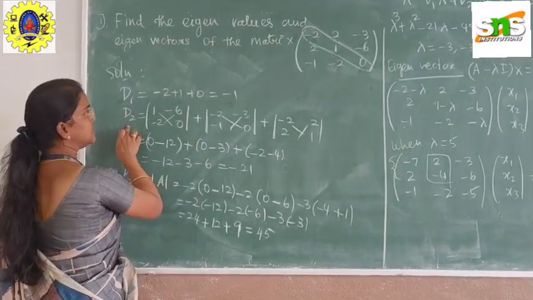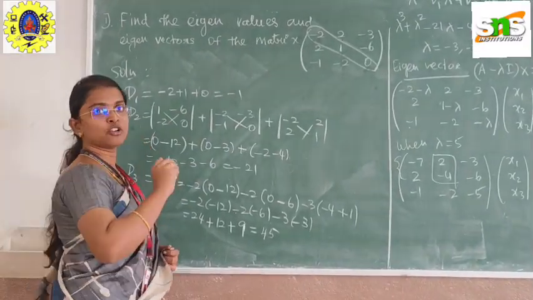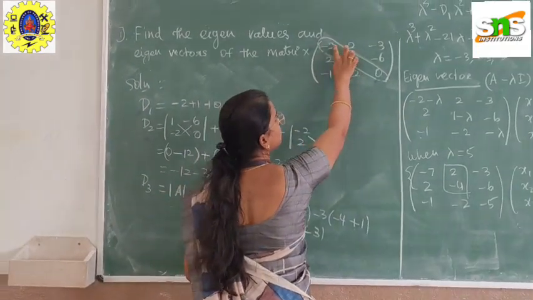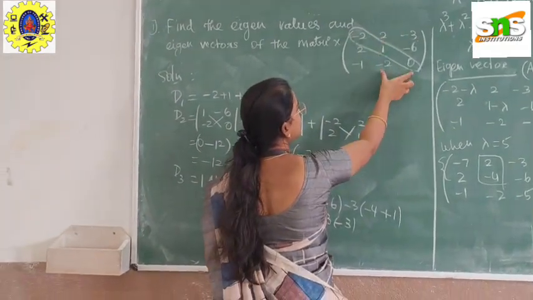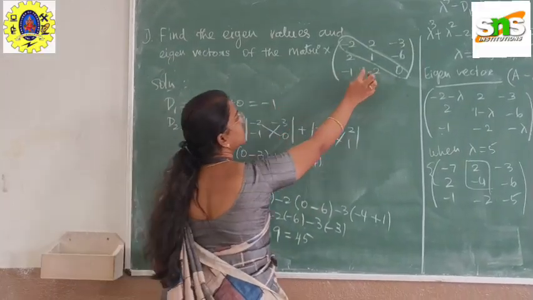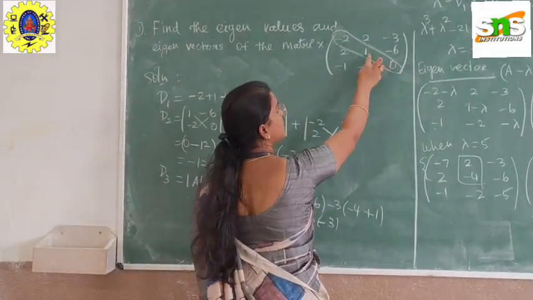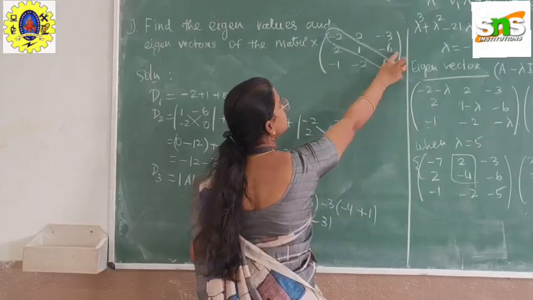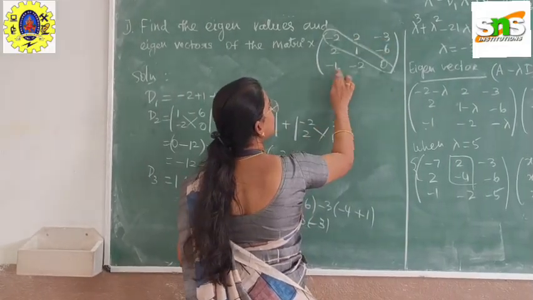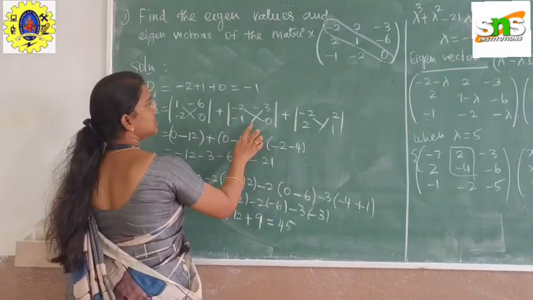So next one is d2, which is the sum of the minors of the main diagonal elements. First, the main diagonal element is minus 2. I am going to hide this row and column. Then I will get a determinant of this portion. Plus, the next main diagonal element is 1. So I am going to hide this row and column. Then I am getting the determinant of minus 2, minus 3, minus 1, 0 as the next term.